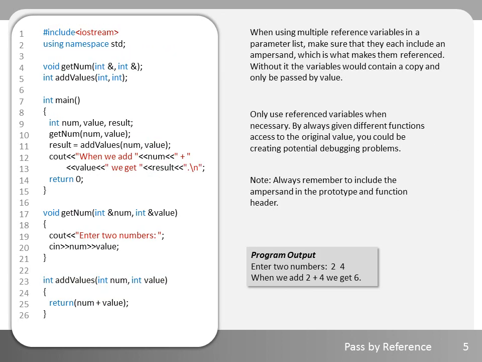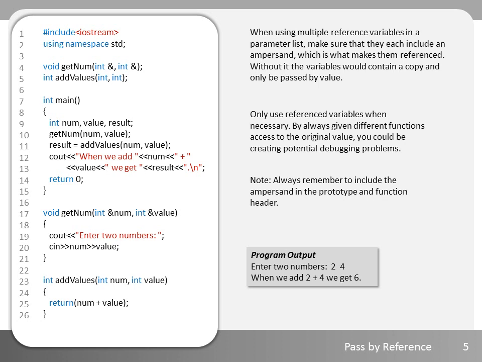In this program, we're going to use multiple reference variables. First, in the main, I declare the variables num, value, and result as integers. Then, there's a function called getNum with two arguments, num and value. Both of these are referenced, so we add the ampersand in the prototype parameter list and function header parameter list. And remember that in the parameter list of the function header, there must be two variables declared, contain their own ampersand, and be separated by a comma to accept the two arguments that are being sent.